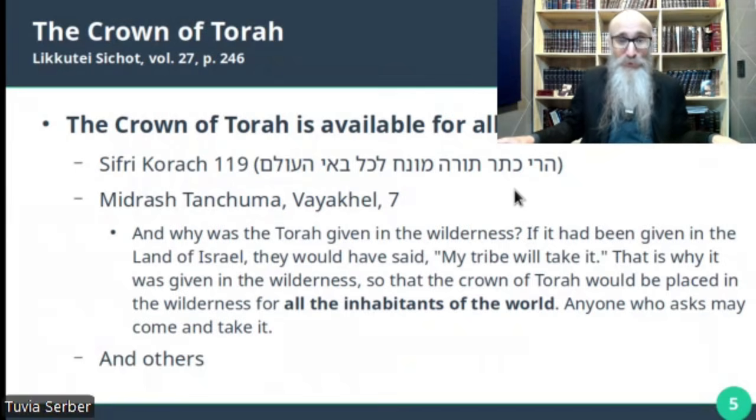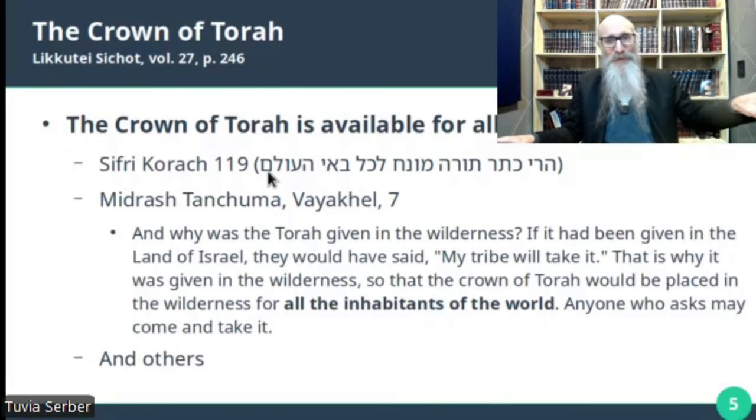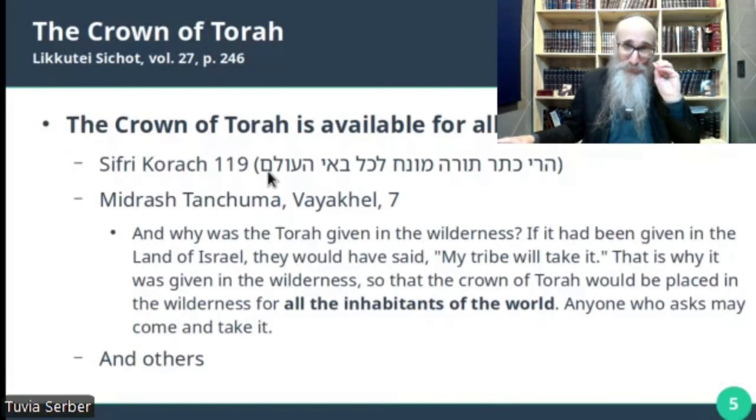And there are a few sources. I just copied one of them. Actually, in Hebrew, you have one of them. And then there's another one. There's 2 sources over here. And there are others that basically say the same thing. But the idea is that our sages do say that the crown of Torah is munach in Hebrew. Munach lechol ba'ei ha'olam. It's there sitting, so to speak, for every single human being. That's the precise language of our sages.